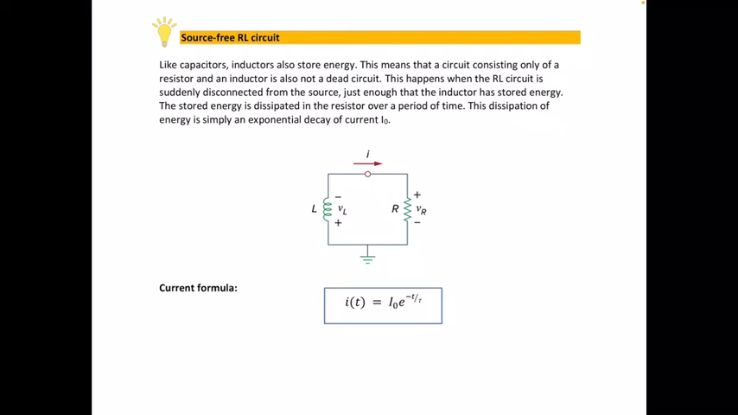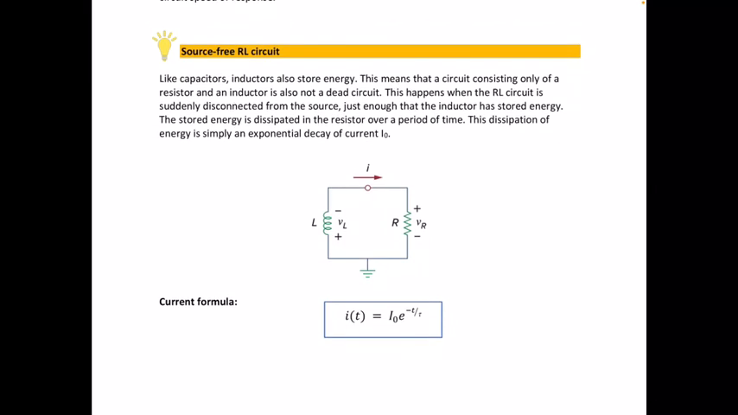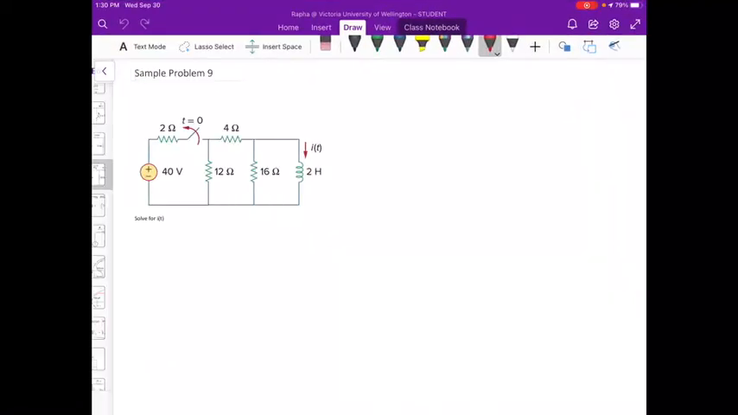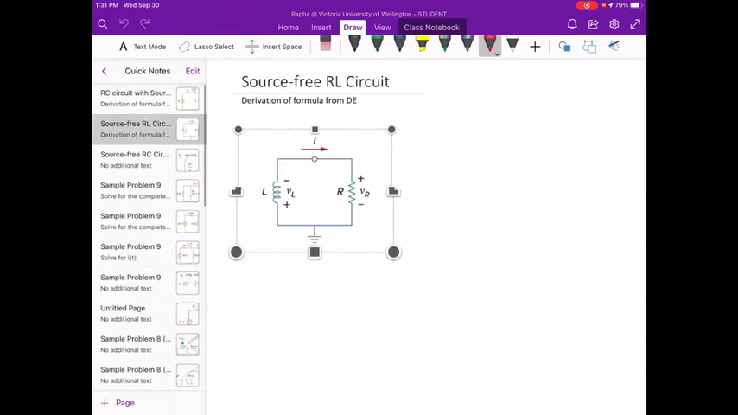So take a look at this diagram. This is a source-free RL circuit composed of only an inductor and a resistor. It can be in a different form, but for the purpose of this analysis, let's stick to this diagram. So how do we obtain the formula for It, the current formula? Let's go to the derivation of a source-free RL circuit.